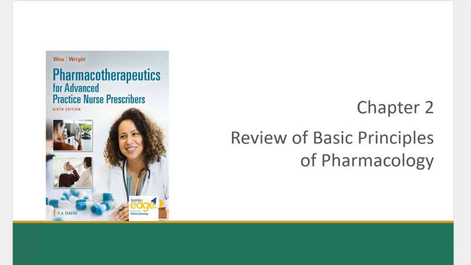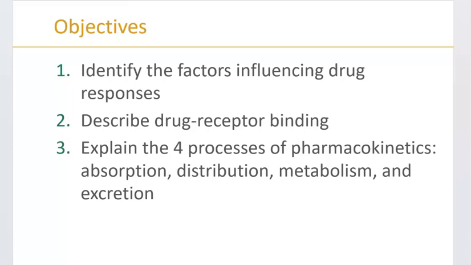Welcome to Chapter 2, where we start talking about the review of the basic principles of pharmacology. Objectives are outlined there, studying the factors that influence drug response, drug receptor binding, and explaining the 4 processes of pharmacokinetics, which is how the drug works within the body: absorption, distribution, metabolism, and excretion.